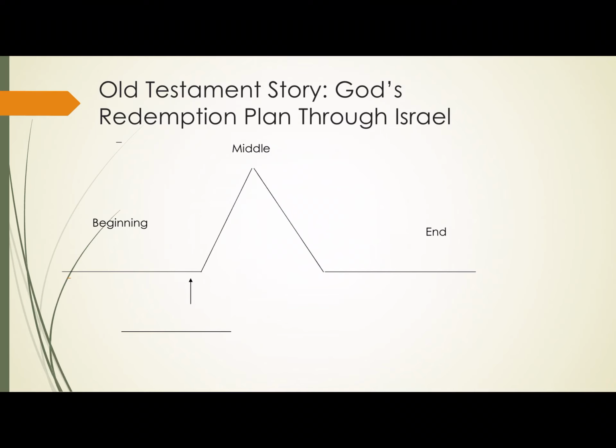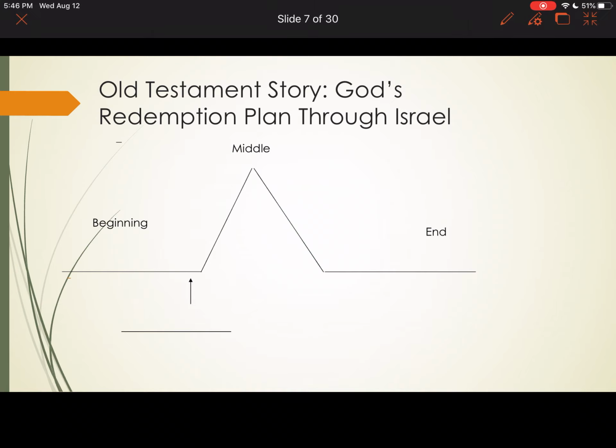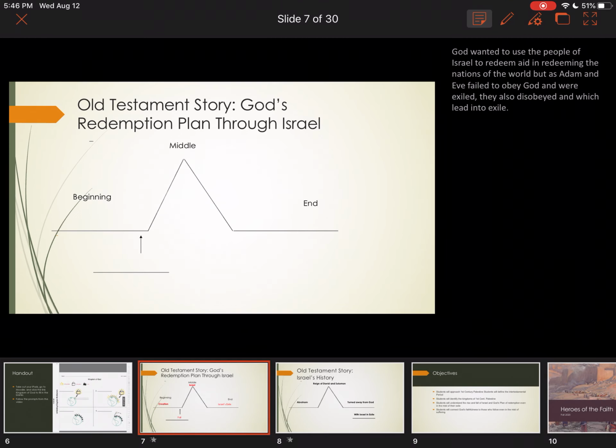All right. Now, let's talk about this real quick, and then we'll be done. So, in the Old Testament, God's original plan was through Israel. So God wanted to use the people of Israel to aid in redeeming the nations of the world as Adam and Eve failed to obey God. They disobeyed, which led into exile. So, let me rephrase. Let me read that again.